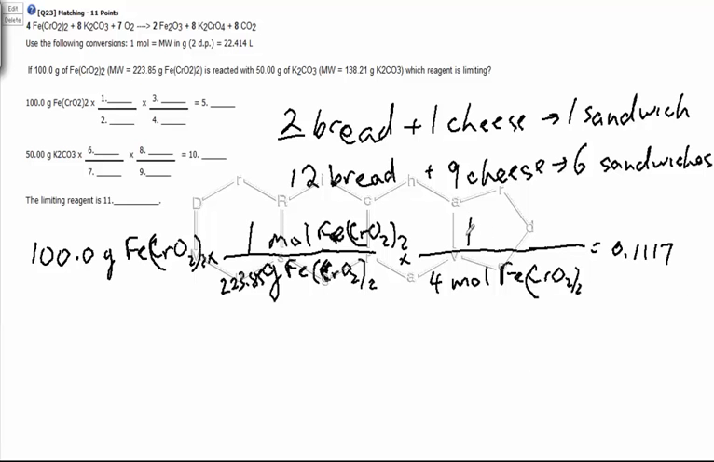Now over here, when we did times 1 over 4 moles, what we're effectively doing is taking the number of moles we calculate here and dividing by 4 moles. So multiplying by 1 over something is the same as dividing by it.